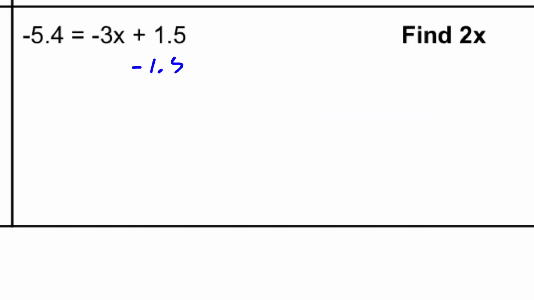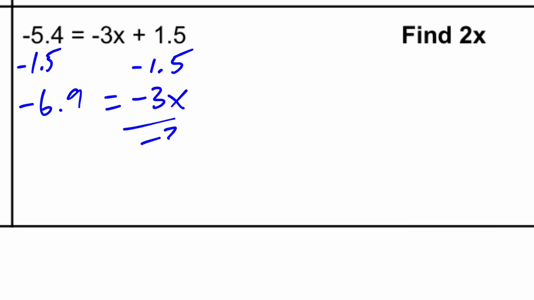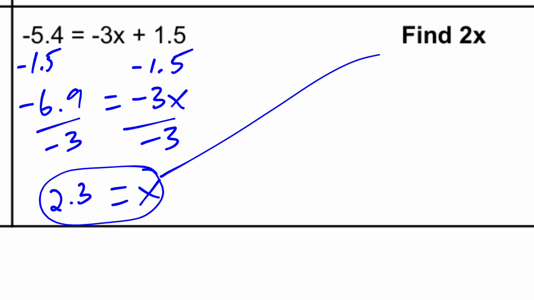First, we subtract 1.5 from both sides. We are going further negative here. We divide by negative 3. We have 2.3 is equal to x. If we want to find what double that is, we multiply by 2, and we have 4.6 is equal to 2x.